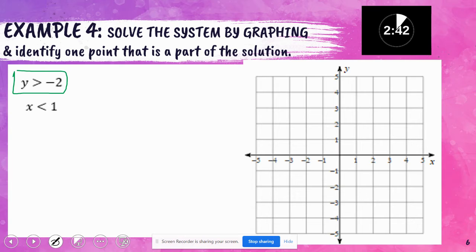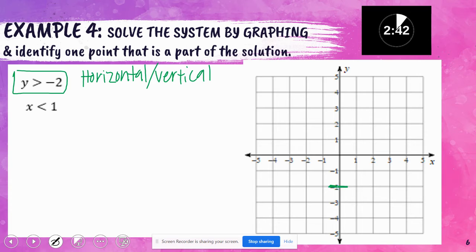The first thing that we're going to work with is just the first equation. So everything that we know about this is one, that it's only in terms of y, which tells me one of two things. It's either going to be a horizontal line or a vertical line. And in order to tell which one it is, we're going to look at the variable. It says y is greater than -2. So let's look at the y-axis and find y is equal to -2.